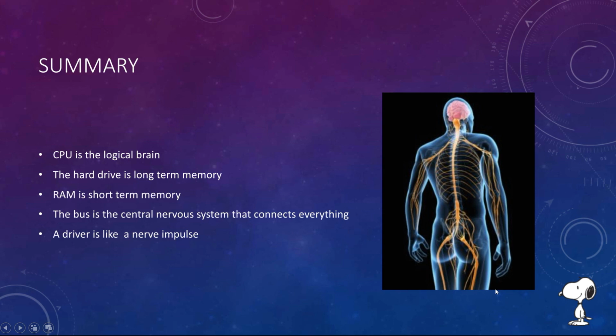So, in summary, the CPU is the logical part of our brain. The hard drive is our long-term memory. RAM is our short-term memory. The bus is the central nervous system that connects everything together. And a driver is like a nerve impulse. It allows the communication between the brain and the different components.